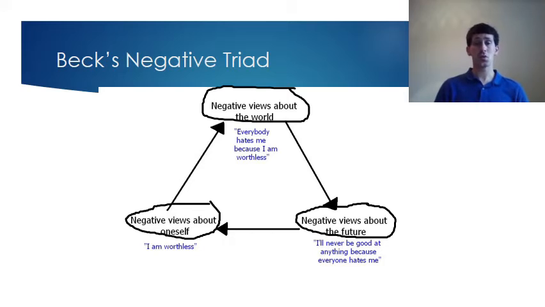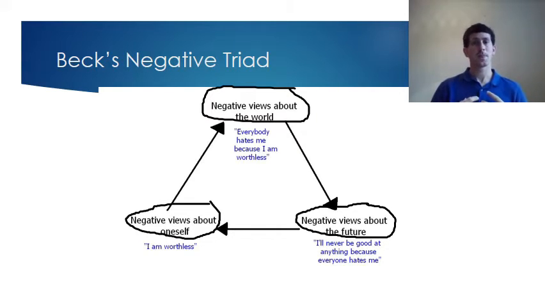Negative views about the future look onwards. They look towards the future itself. I'm never going to be good at anything because everyone else hates me. I'm never going to be good. You're looking towards the future and you have a negative view towards what's going to happen. Negative views about oneself are all about you. I am worthless. I am useless. I'm not good enough.